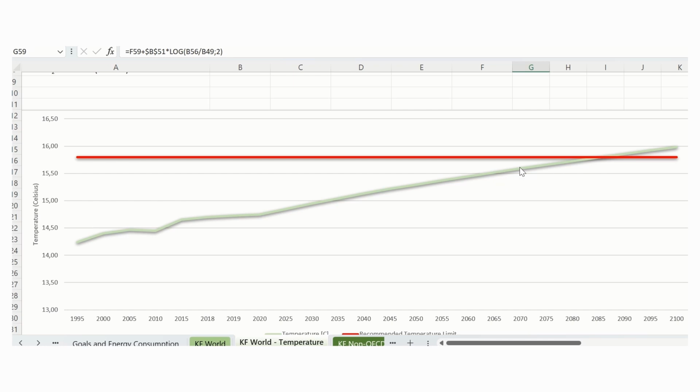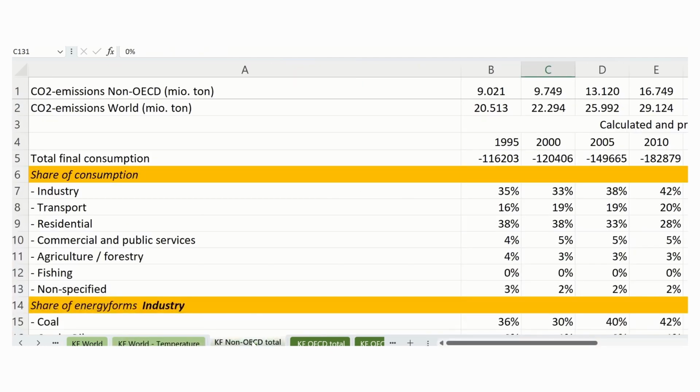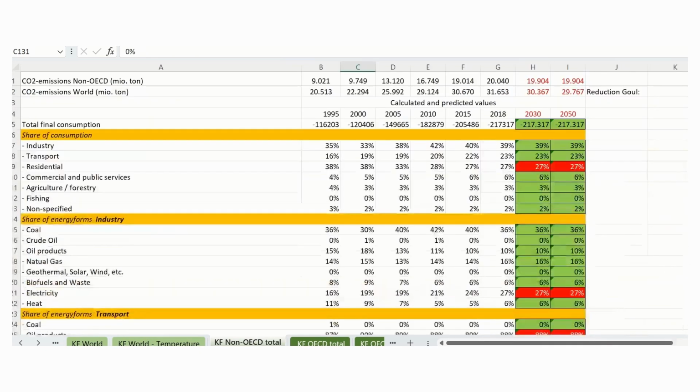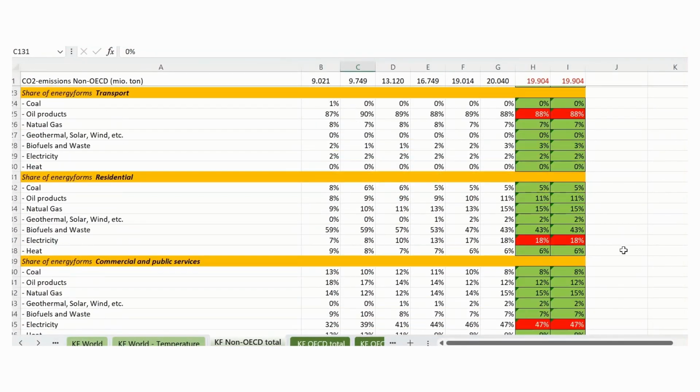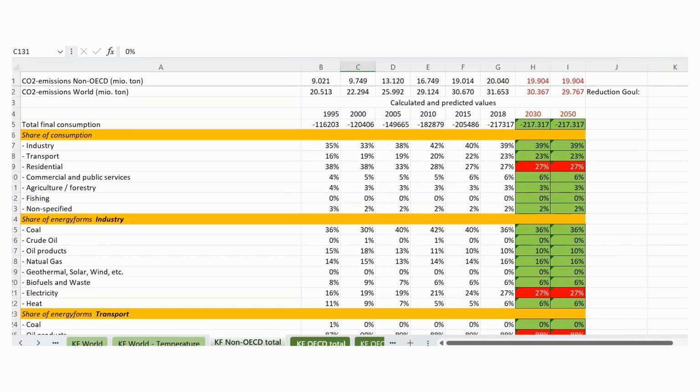And you need to have a temperature that is below this here if you want to fulfill the Paris target. If you decide on calculating with the world divided in OECD and non-OECD countries, you have to fill in these two tabs here. The tabs are the same. There's no difference between these tabs and the tabs for the whole world, but here the world is divided in these two areas.